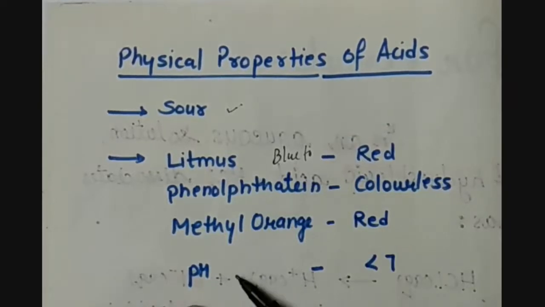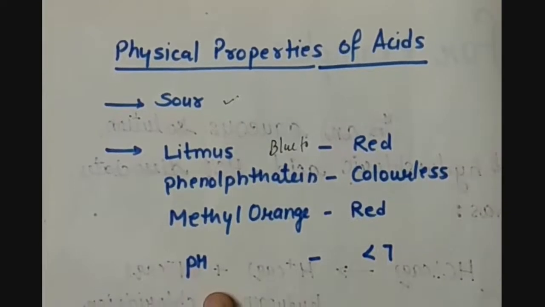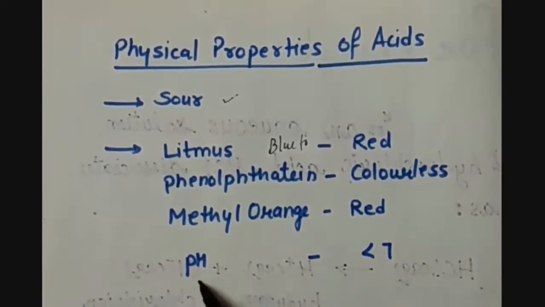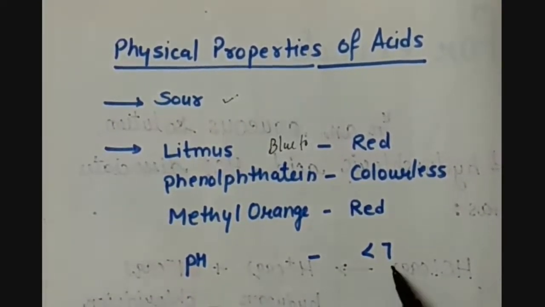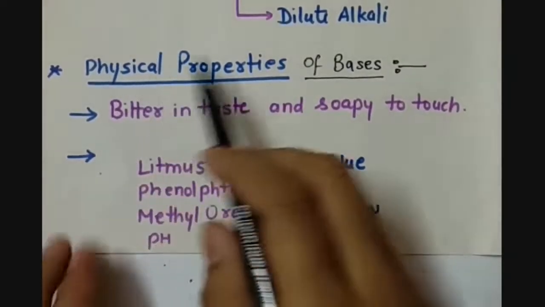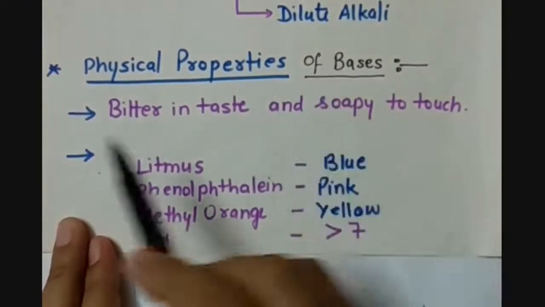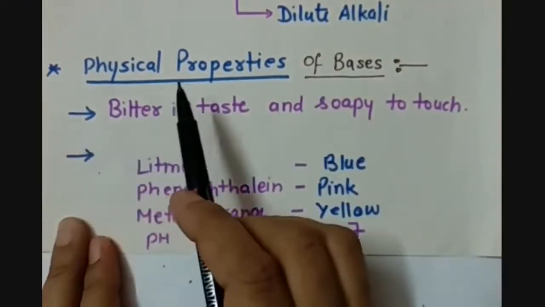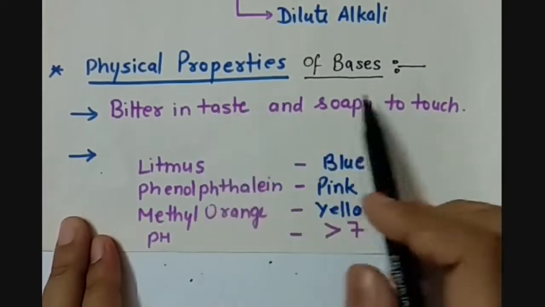This power of hydrogen is an indication of the concentration of H plus ions in the aqueous solution. This particular value will always be less than 7 for acids. This pH we will study in detail in further lectures. Then we have the physical properties of bases. About taste, bases are bitter in taste and soapy to touch.